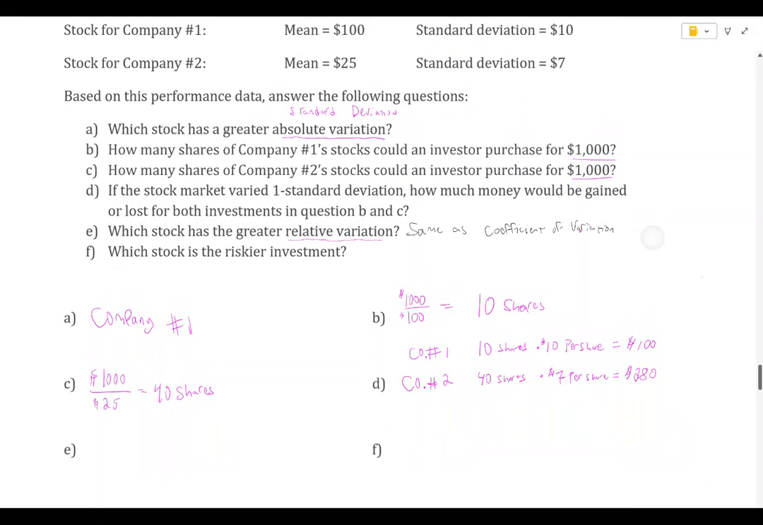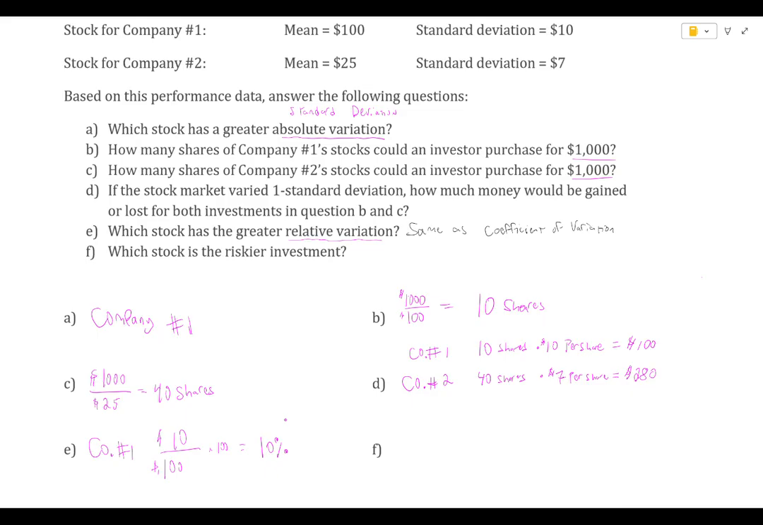So to do this, we'll do company number 1 first. Company number 1 would be the standard deviation of $10 over $100 times 100, which is 10%. So if the stock market changed by 1 standard deviation, it would change the investment by about 10% of whatever the original investment was.